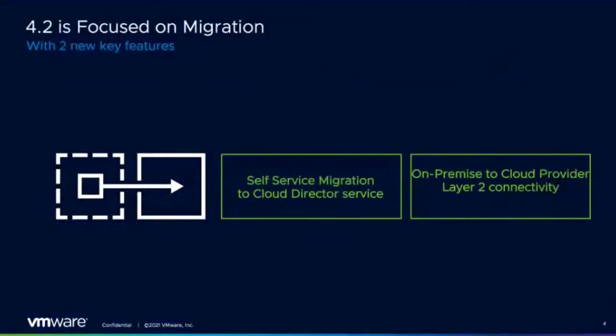The new release of Cloud Director Availability 4.2 is purely focused on migrations, and there are two new key features. The first one is self-service migration to Cloud Director Service, which means we now add support for migrating any workload to Cloud Director Service, which was not possible with previous versions of Cloud Director Availability. And on-premises to cloud provider layer 2 extension, which is embedded in the product. It was not impossible in the past, but it was quite a complicated process, especially for the tenant. So now we try to simplify it with this new feature.